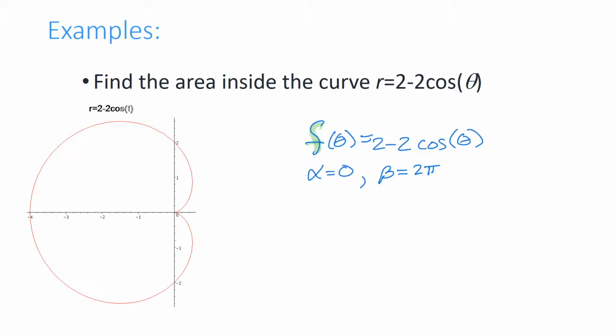What else do we need to know here? I think that's it. Now all that's left is to do the integral. My area is 1/2 times the integral from 0 to 2 pi of (2 minus 2 cosine of theta) squared all over 2 d theta.